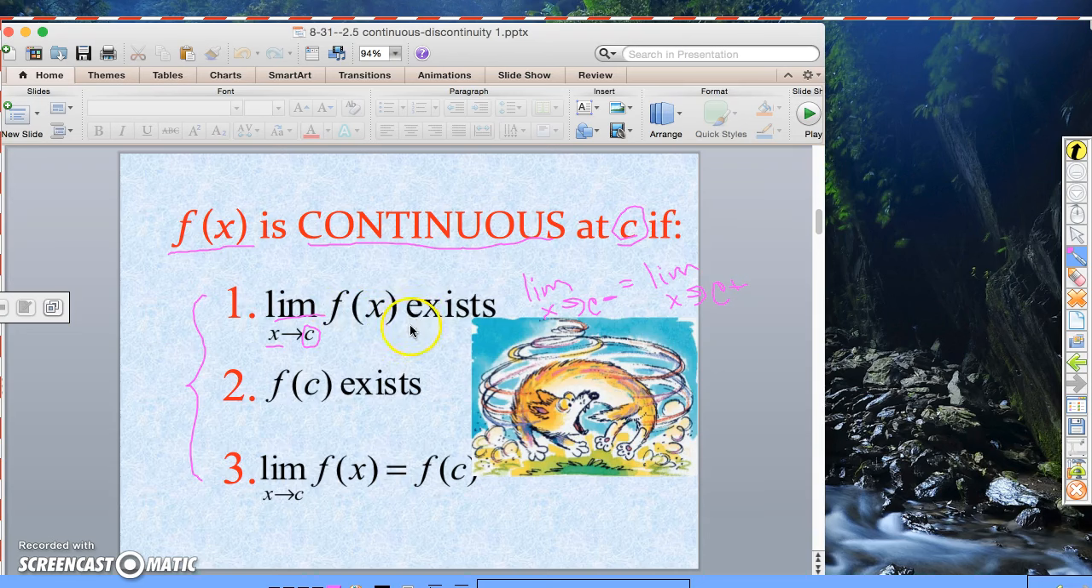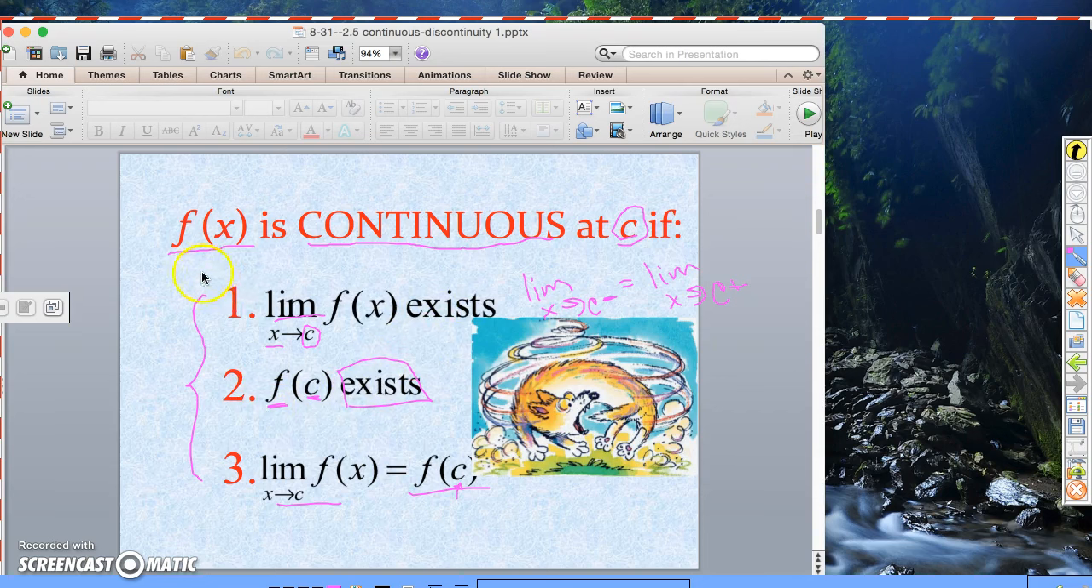Okay? Condition 2 says in order for it to be continuous, not only does the limit have to exist at C, but when you plug C into your function, it has to also exist. That means there's a value that the output is equal to. And then finally, not only do conditions 1 and 2 have to be true, they also have to equal each other. In other words, the limit from condition 1 has to equal the value you get by plugging C into your function, which you found in 2. So they have to equal each other.